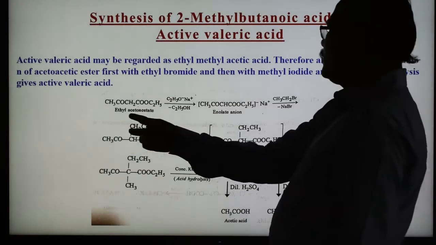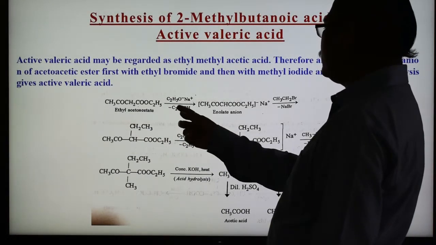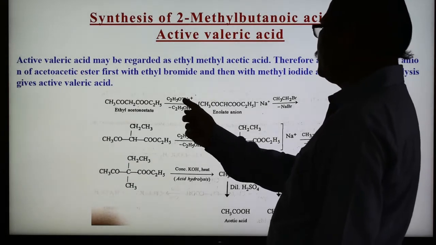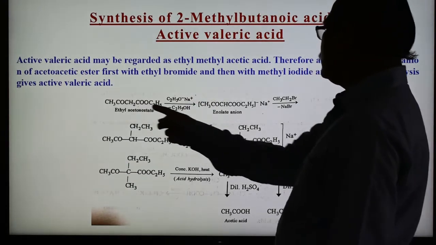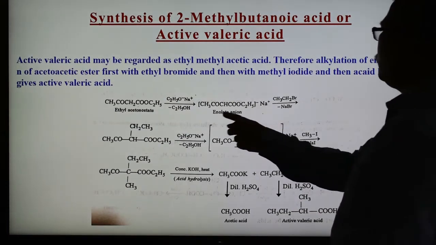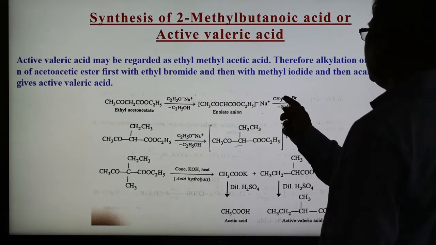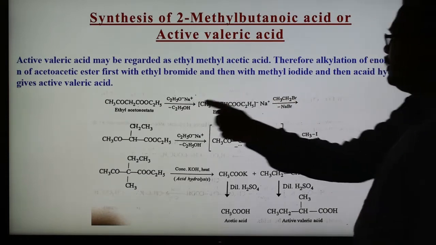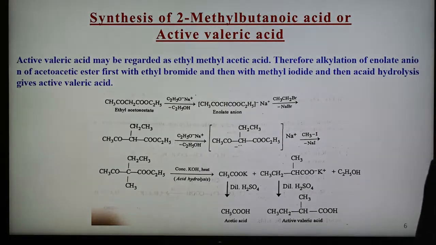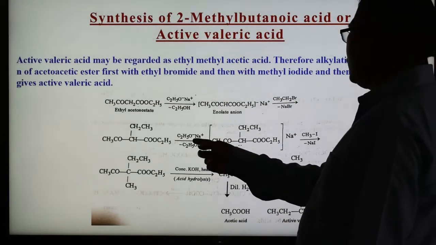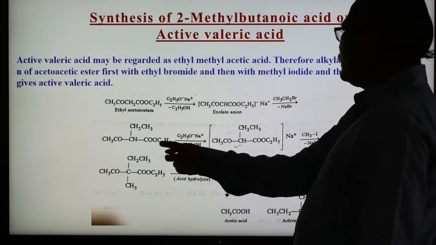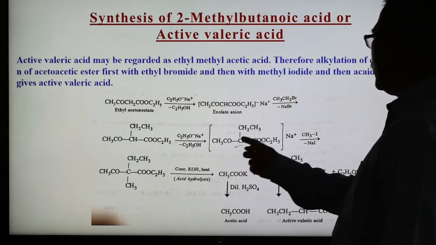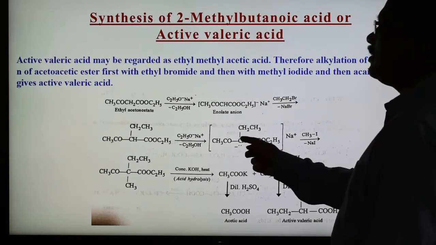Again 3 steps are there. Ethyl acetoacetate undergoes reaction with sodium ethoxide. So this C2H5OH is lost, and this ethoxide abstracts a proton from this H, and we get the negatively charged enolate anion. Then ethyl bromide reacts, NaBr is lost, and an ethyl group is introduced and attached to this carbon. Then this enolate anion reacts again with sodium ethoxide. Again there is loss of C2H5OH, and here we get this carbon having a negative charge.